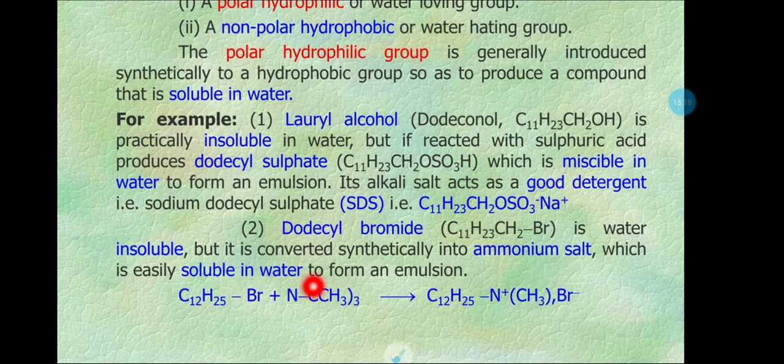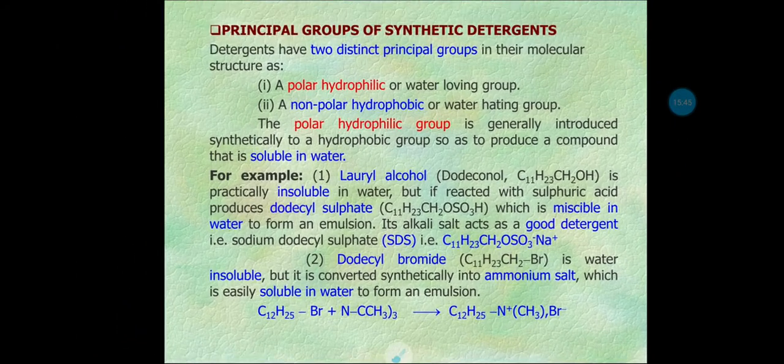This reaction takes more than 48 hours. Then we get the salt, C12H25N+(CH3)3 Br-, that is trimethyl ammonium bromide, a quaternary salt, shortly called DTAB, dodecyl trimethyl ammonium bromide. This is also called a cationic surface active agent, which is also used as a detergent.